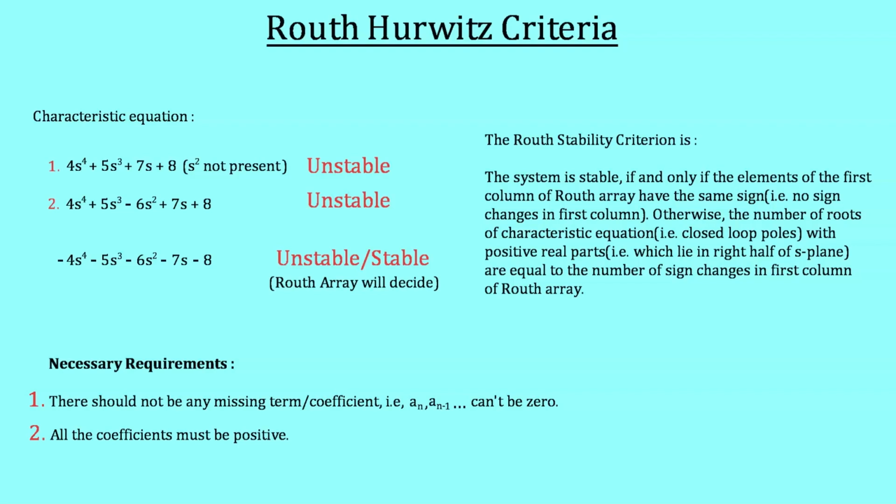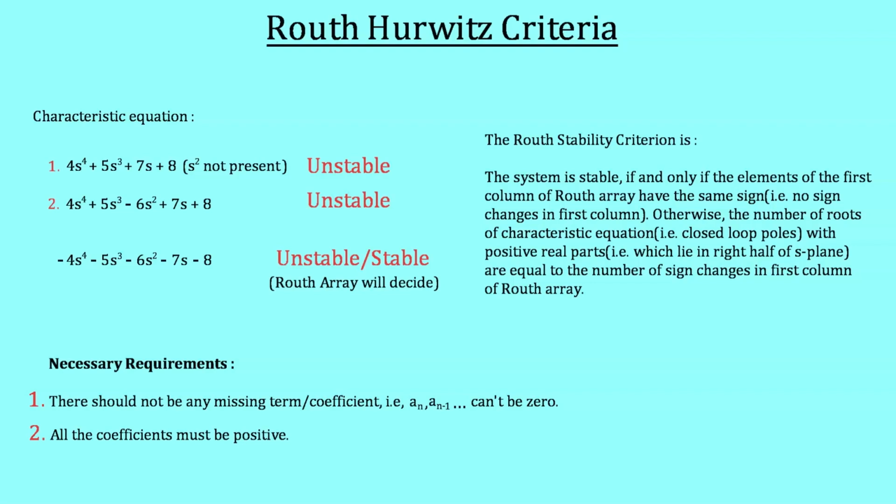If the characteristic equation follows any of these two conditions, then the system will be definitely unstable. However, if a characteristic equation follows both these conditions, it does not mean the system is stable. It simply means you should go forward to form the Routh array and determine system stability from the Routh stability criteria.